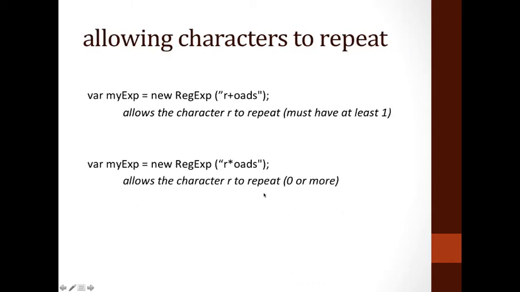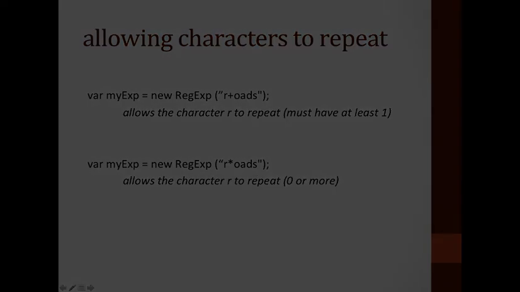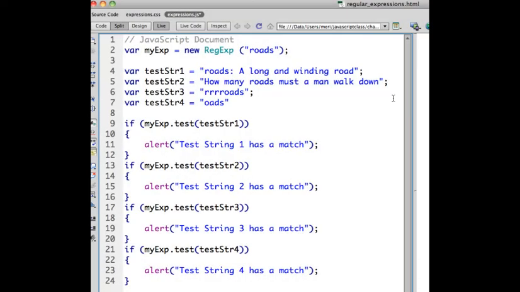You can also have special symbols to allow repeating characters. A plus sign will allow the character in front of it to repeat, but you must have at least one. If you use an asterisk, it can be zero or more times. Let's take a look at some code. We're going to test some regular expressions in this exercise.